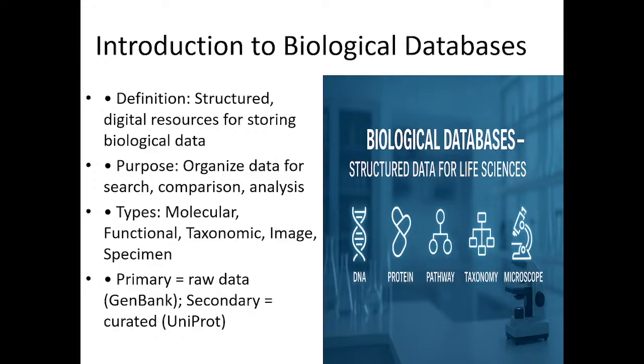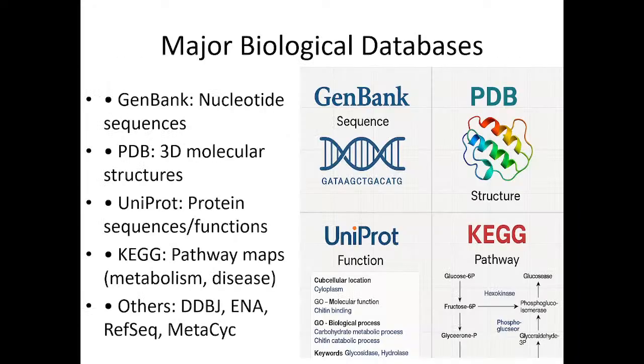The secondary database are the ones that are already curated. Curated means that they are specifically from the primary database. So you can see that without going to primary school, it is not too possible to get to the secondary school. So example of primary database is the GenBank, and the example of secondary database, which is also called curated database, is UniProt.